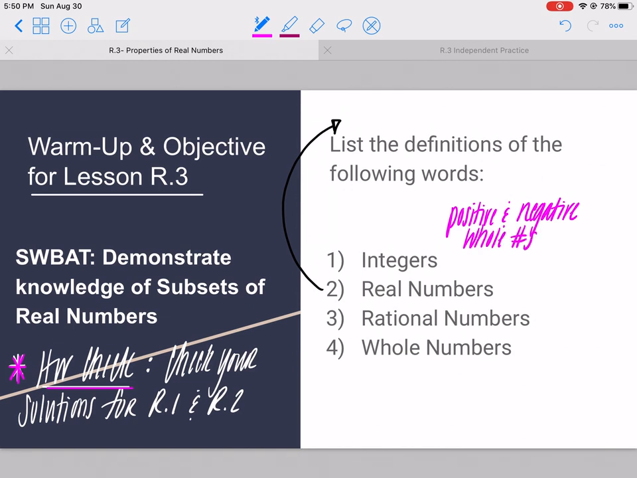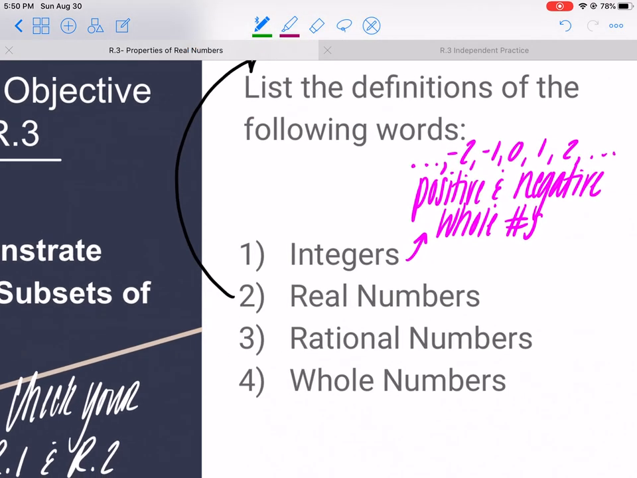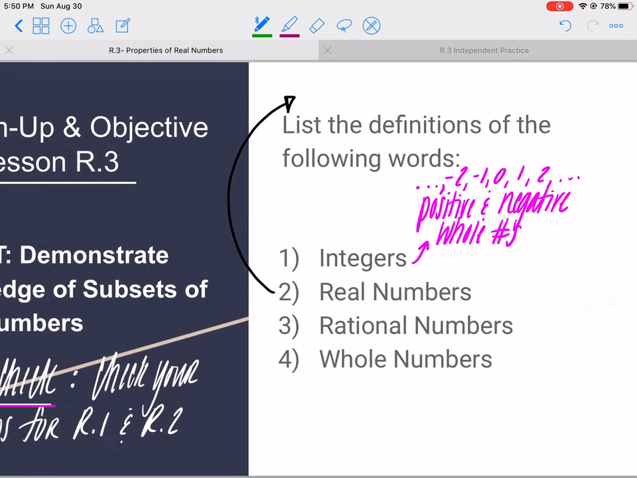Okay, for instance, -2, -1, 0, 1, 2, etc. in both directions. Okay, the real numbers, that's what we've been talking about the last couple classes. So the real numbers are all rational and irrational numbers.